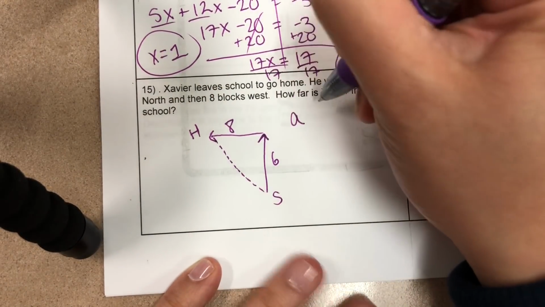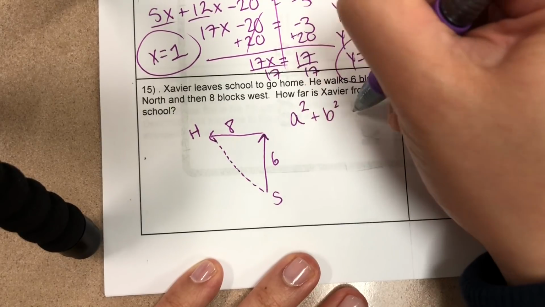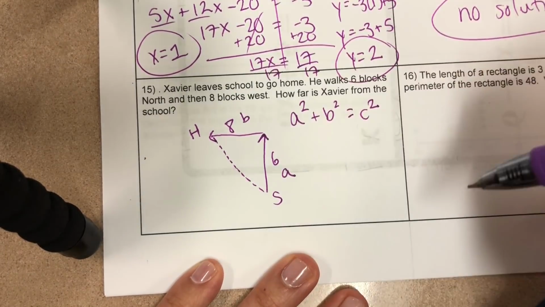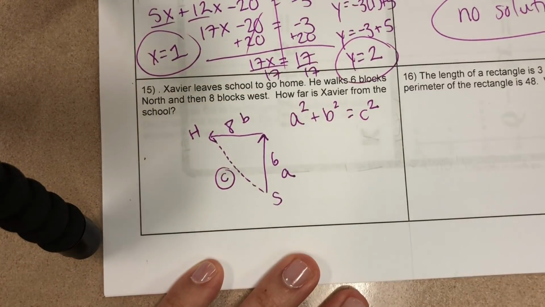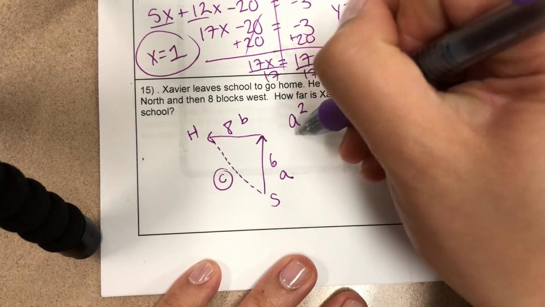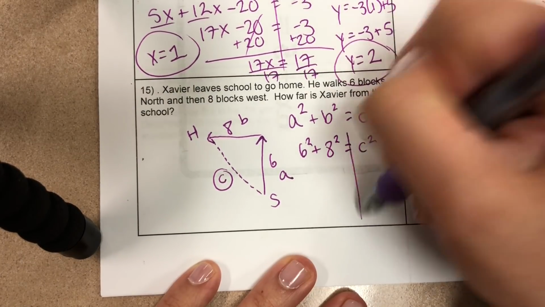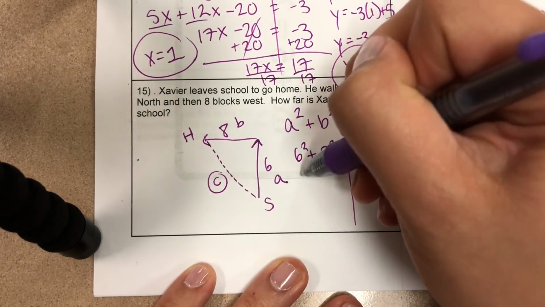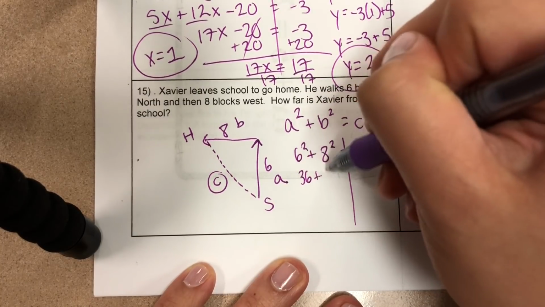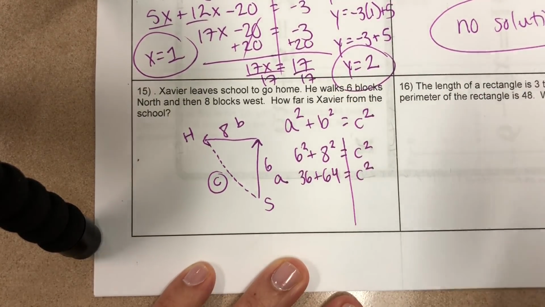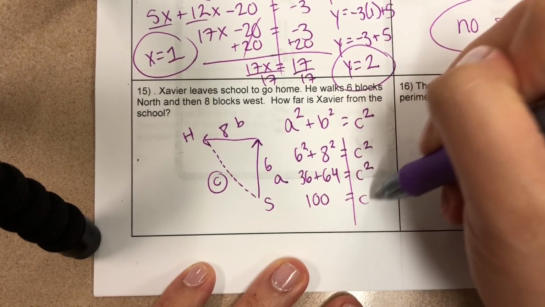This is as simple as Pythagorean theorem, a squared plus b squared equals c squared. This is A because it's a leg. This is B because it's a leg. You're solving for C, which is the hypotenuse. So we'll do 6 squared plus 8 squared equals C squared. I'll just do this in my head. 6 squared is 36. 8 squared is 64. 36 plus 64 is 100, which equals C squared.